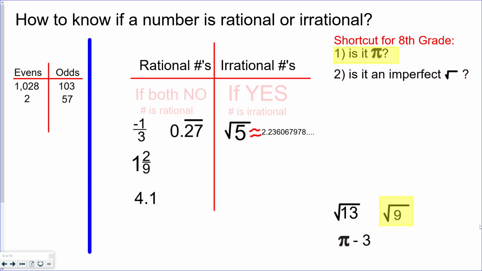Hey, how about this one right here? This is the square root of 9. Well, if you're not for sure, check it on a calculator. You'd find out that it gets a whole number for the answer. That makes it a perfect square root. So no, it's not an imperfect square root. So put it over to the rational side.